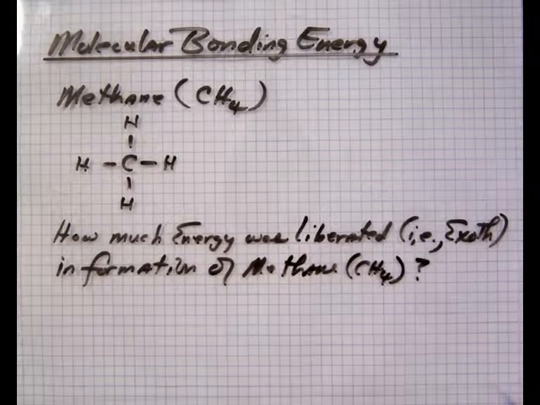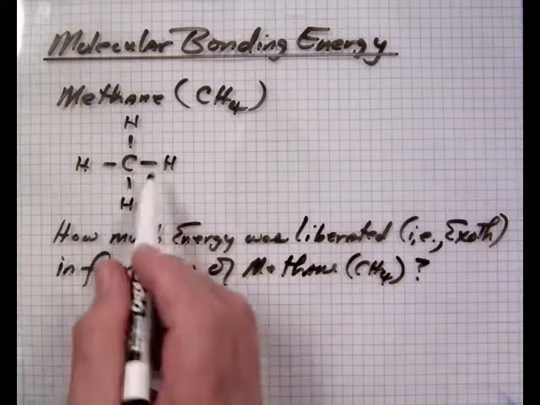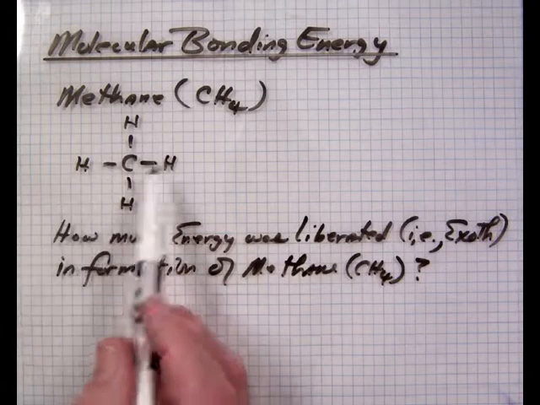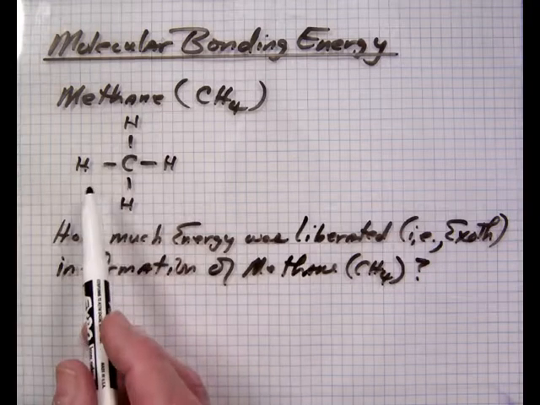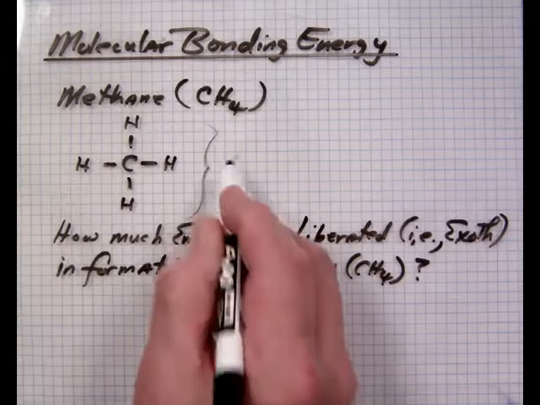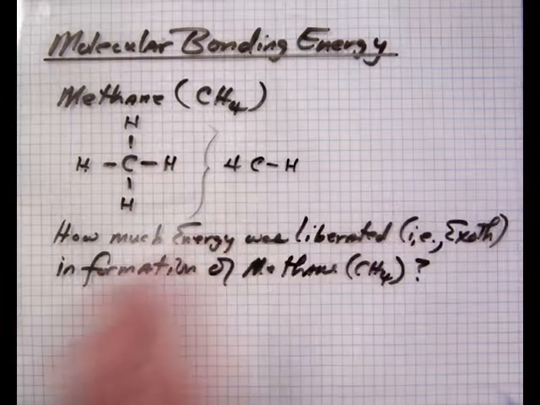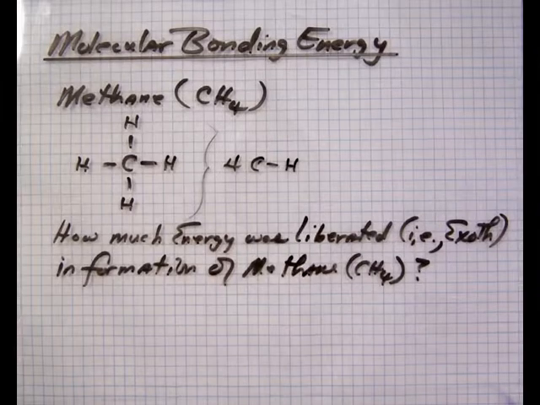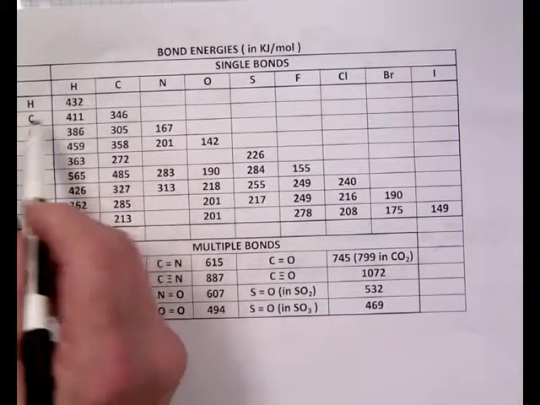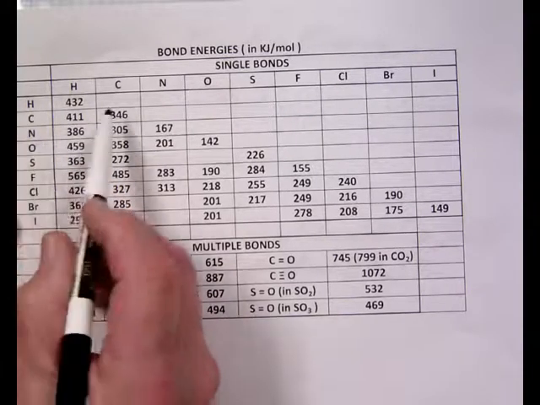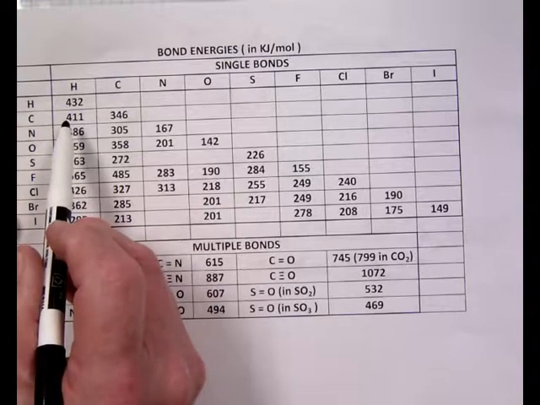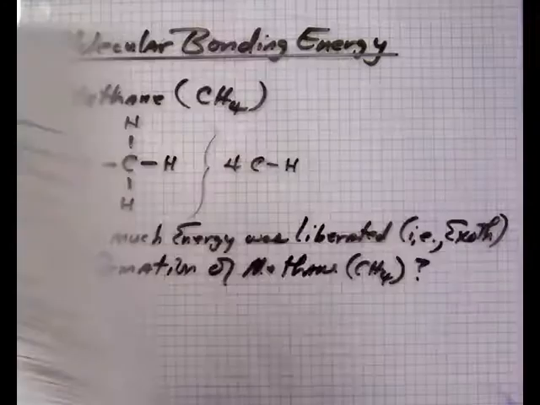Okay, so we have a problem. You'll be given a structural formula like this. Well, what do you see? You see 1, 2, 3, 4 carbon-hydrogen bonds in that structure. Look on your table now and find carbon and hydrogen and line them up. It's 411 kilojoules. If we're forming, it's exothermic, 411 per CH bond.